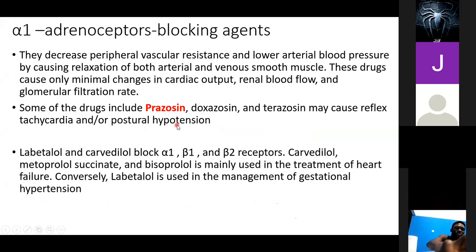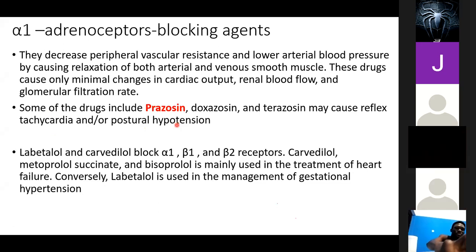Now we move on to the alpha adrenoceptor blocking agents. They decrease peripheral vascular resistance and lower arterial blood pressure by causing relaxation of both arterial and venous smooth muscle. Actually, I've taught the role of alpha and beta earlier in our autonomic nervous system. That's why I'm reading through, because I've already taught them. But for level 400, we will start everything afresh. So you take your time, you get to know. Some of the drugs include prazosin, doxazosin, and terazosin, which may cause reflex tachycardia and or postural hypotension.